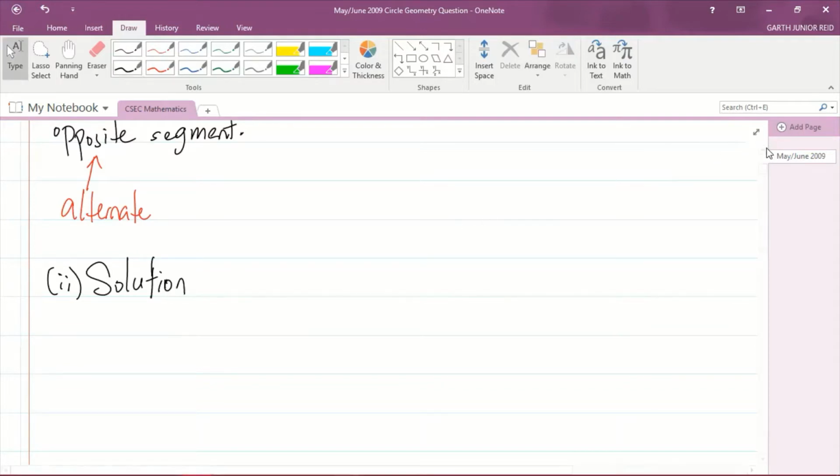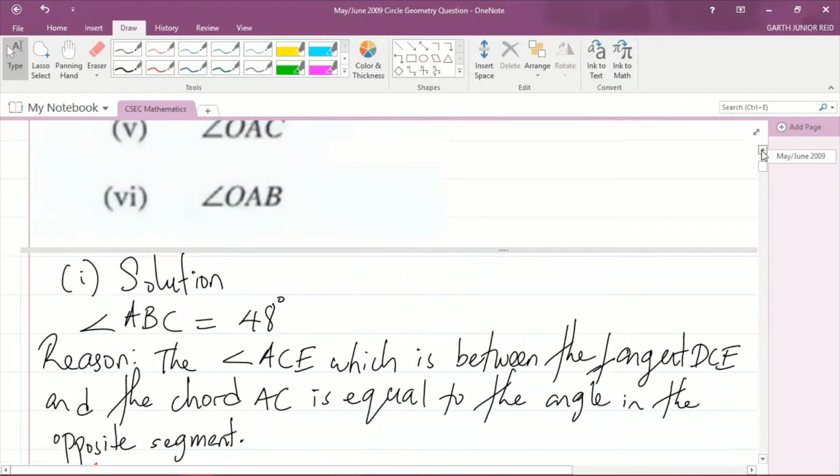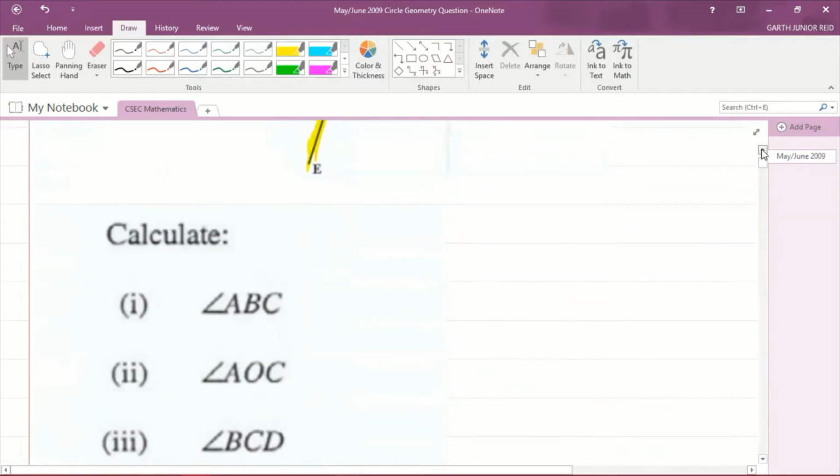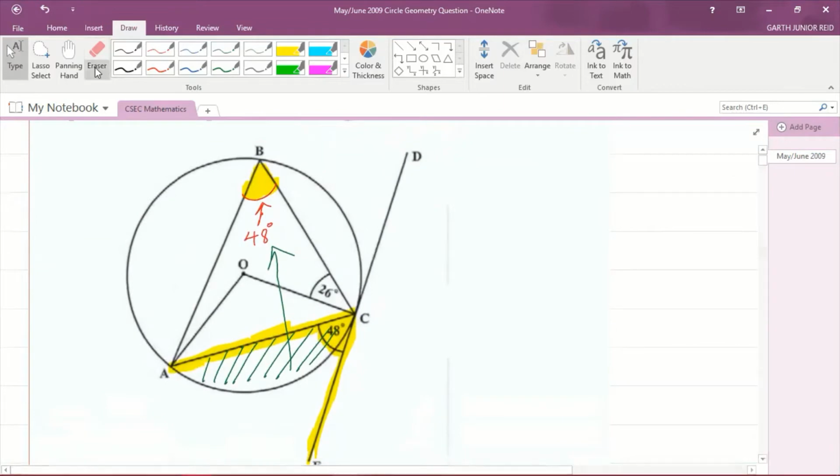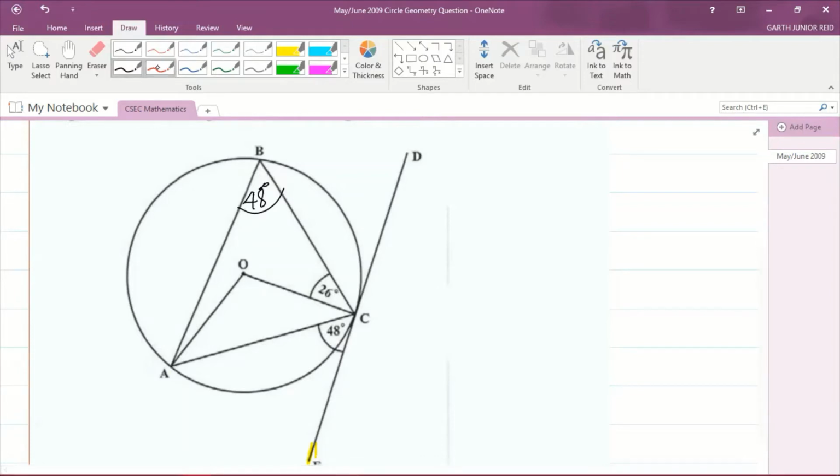Let's just look at what they have asked us to calculate for part two. Part two says to calculate the angle AOC. Let me just erase this here. We know that this angle here is also 48 degrees. And they have asked us to calculate the angle AOC, which is this angle here in red.